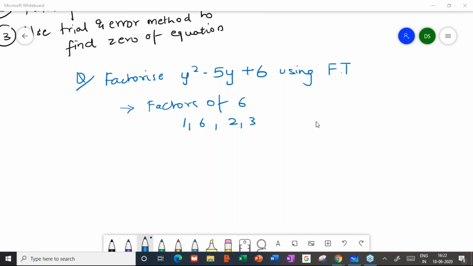Other factors will be something you multiply to get the digit. This is not splitting up the middle term. This factors of 6 means which numbers do you multiply that you get 6, right? That is basically a factor of a number. Don't get confused. Okay, so now I'm going to do trial and error method.